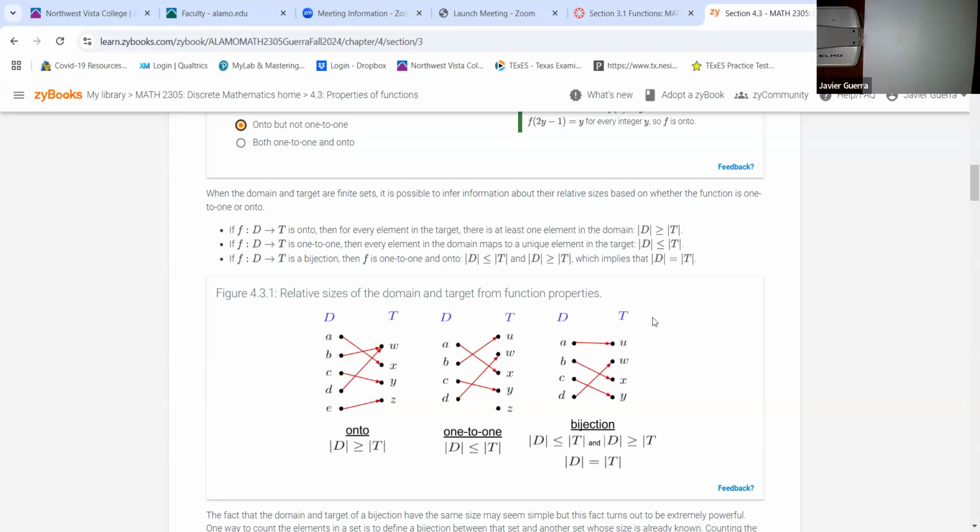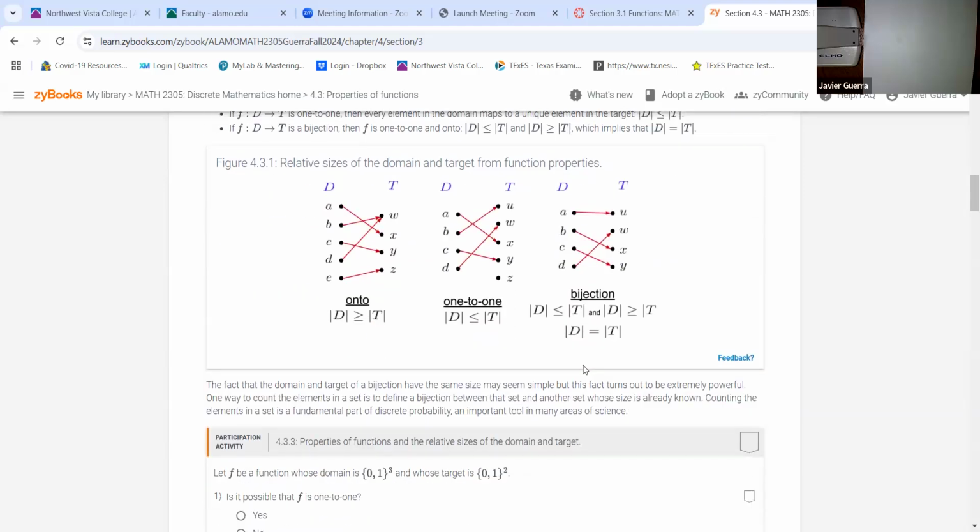If it's a bijection, that is both onto and one-to-one, then that means the number of elements in your domain has to be less than or equal to the number of elements in your target, and the number of elements in your domain has to be greater than or equal to the number of elements in your target. Thus, they have to match. Same amount of elements as your target. That's bijection. So that's good to know. So in order for the bijection to occur, you have to have the same number of elements in D as your T.